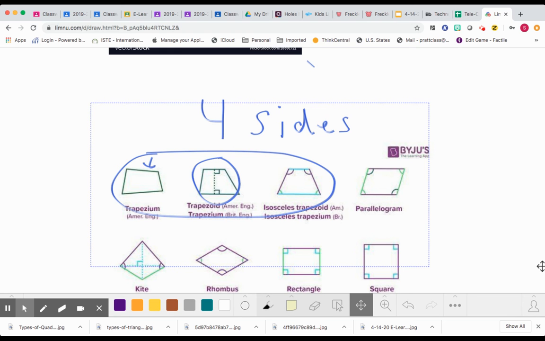Now there's an isosceles trapezoid, where 2 of the sides are the same and have the same angles. So there's 2 sides like here that are the same and they have the same angles. And then we have a parallelogram. A parallelogram means that there are 2 sides of the quadrilateral that are parallel to each other. Parallel means that they are the same length and that they are running at the same angle, as you can see in the parallelogram picture.